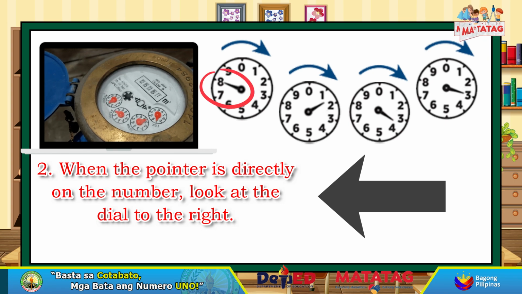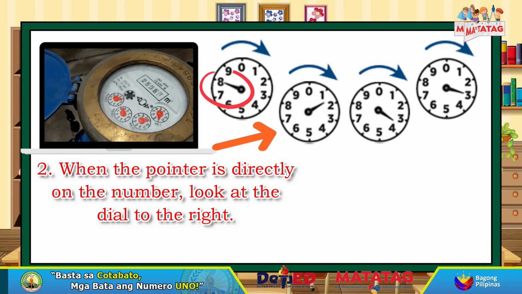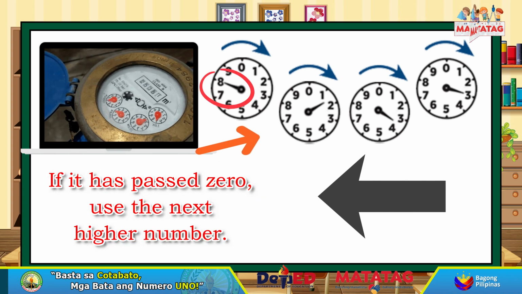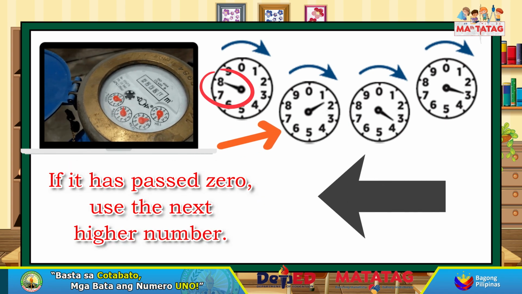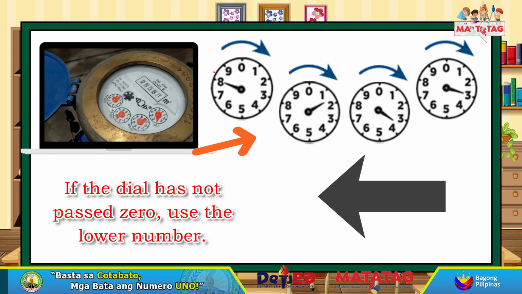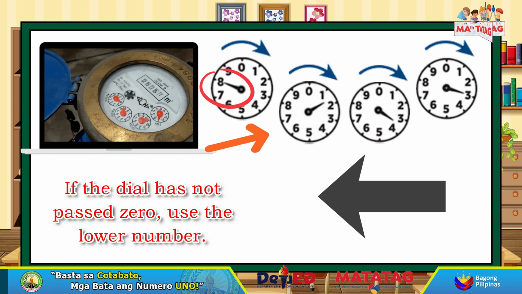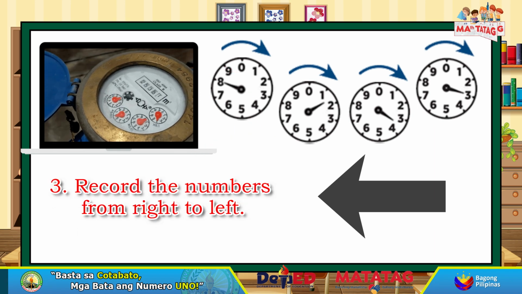2. When the pointer is directly on the number, look at the dial to the right. If it has passed 0, use the next higher number. If the dial has not passed 0, use the lower number. 3. Record the numbers from right to left.